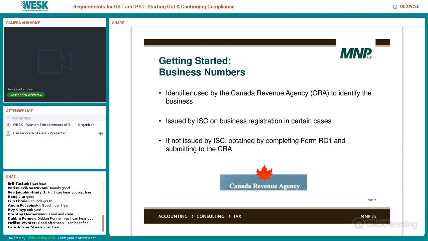So I've mentioned a couple of times about business numbers. The business number is just what the Canada Revenue Agency uses to identify your business. So most of the time you will get your business number from ISC when you register, but if not, you can file Form RC1 to request a business number from the CRA.